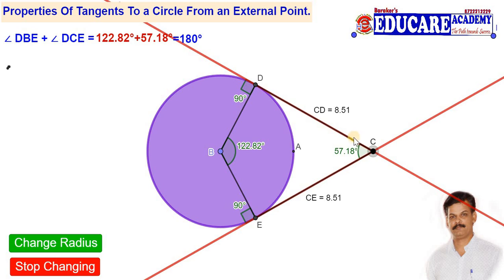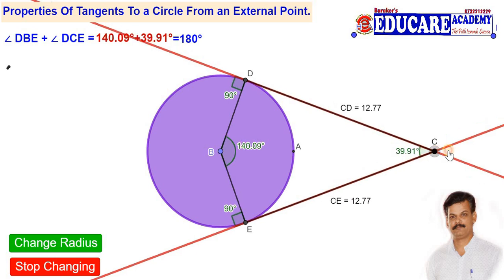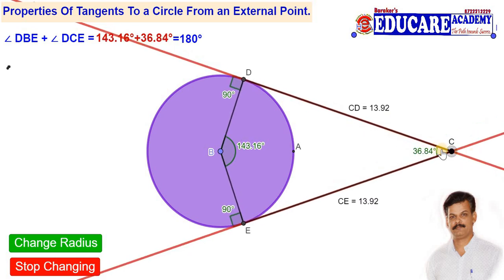Then the third property is that the two tangents we have taken will always be equal in length. Here you can see the length of the tangent CD is 8.51 centimeters. Similarly the length of the tangent CE is also 8.51 centimeters. If you change the position of the point, the length of the tangent changes, but they remain equal. See, wherever you place this point C, as you move away, the length of the tangent increases, but both the lengths are equal. So this is the third property that we have to understand.